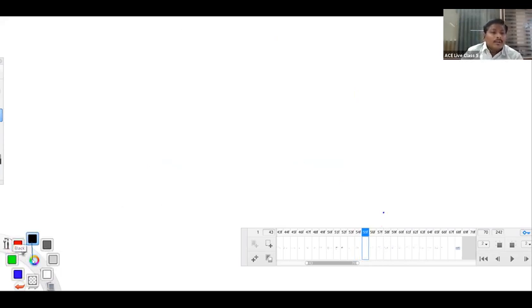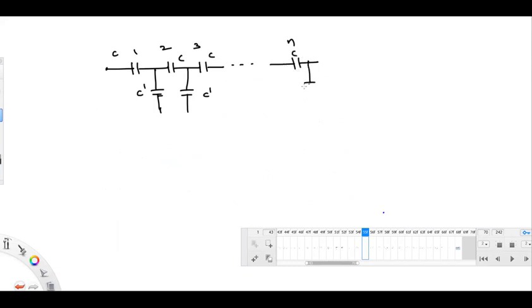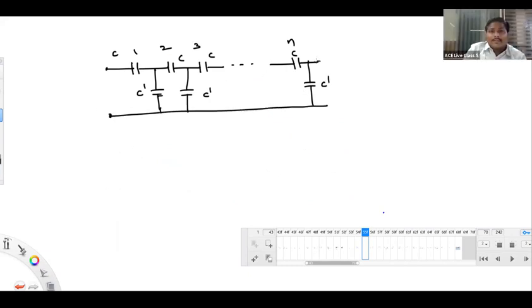For example, if you take a capacitor distribution model, something like this, n units, 1, 2, 3, and so on up to n. This is a shunt capacitance. You have C dash. C is a self capacitance and C dash is a shunt capacitance. Like this you have. And one side you have a voltage source, other side you have a tower, right? Yes, sir.